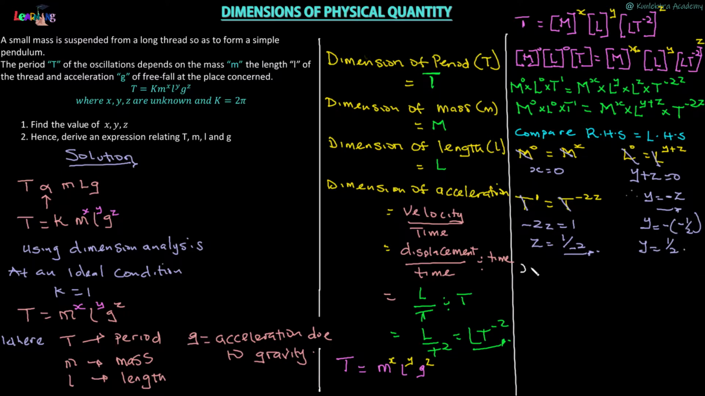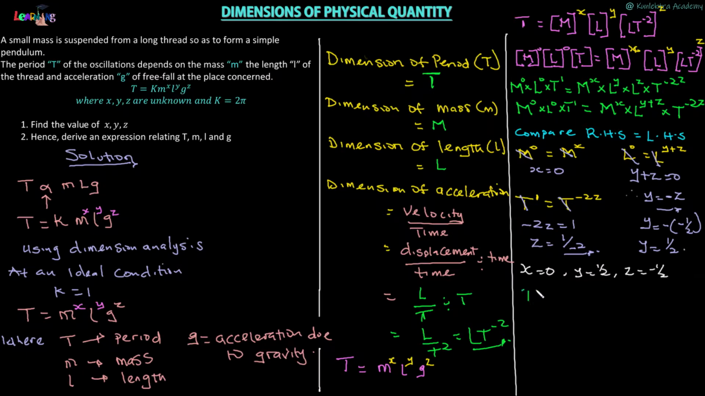Here we have our value of x to be 0, y to be 1/2, and z to be -1/2. If you look at our question, it says find the values of x, y, z, and we've gotten them. The second question says hence derive an expression relating T, m, L, and g. Here we come back to our equation: T is equal to m^x, L^y, and g^z. Now, let's bring it out.